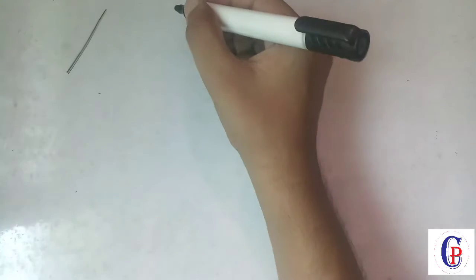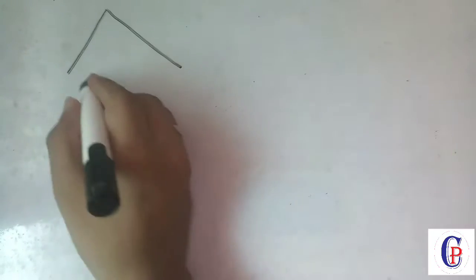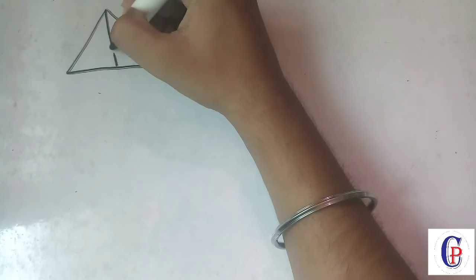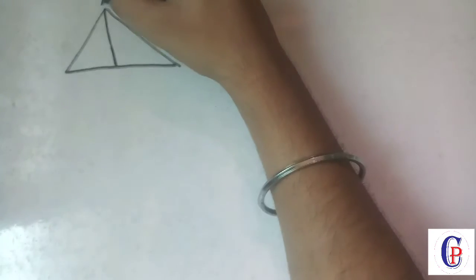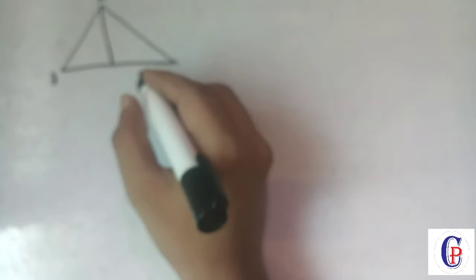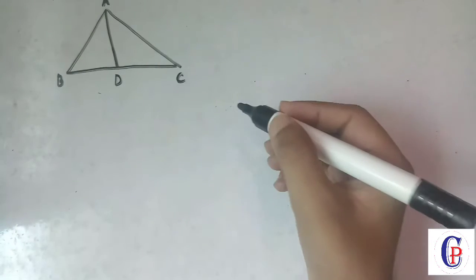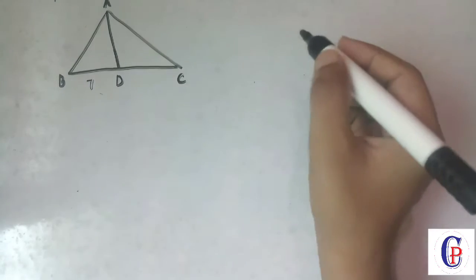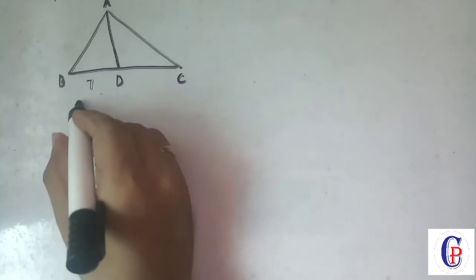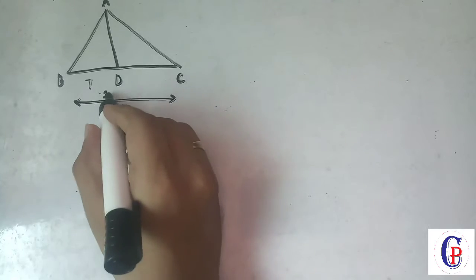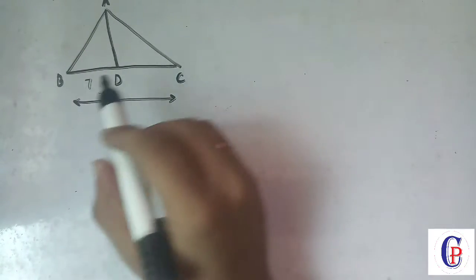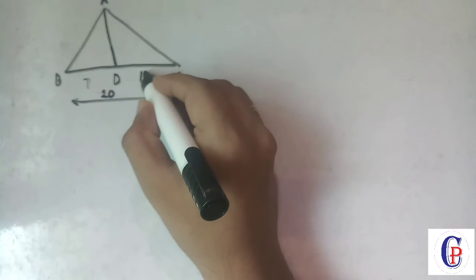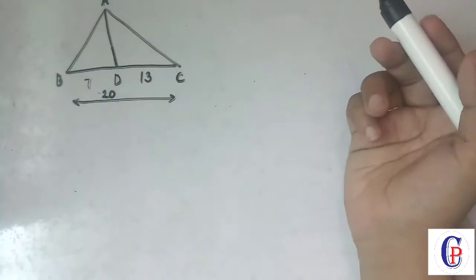The first question that we have is, a triangle is given to us. The name of the triangle is ABC, with D on BC. Now what information is given to us? It says that BD is 7 and BC is 20. Now it is understood that if BC is 20 and BD is 7, then DC is 13, because 13 plus 7 is 20.